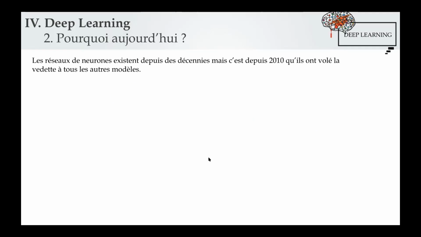Aussi, le deep learning, pourquoi aujourd'hui? Pourtant, les réseaux de neurones existent depuis des décennies, mais c'est en 2010 qu'ils ont commencé à voler la vedette à tous les autres modèles. Par voler la vedette, loin de moi la prétention de dire que le deep learning est meilleur que tous les algorithmes, parce qu'en data science, il y a ce qu'on appelle le no free lunch théorème. Ça veut dire qu'il n'y a pas un modèle qui est bon à 100%, bon dans tout. Mais ce que je veux dire, c'est que le deep learning est un type d'heuristique, un algorithme à prendre en compte quand il y a un problème à résoudre.